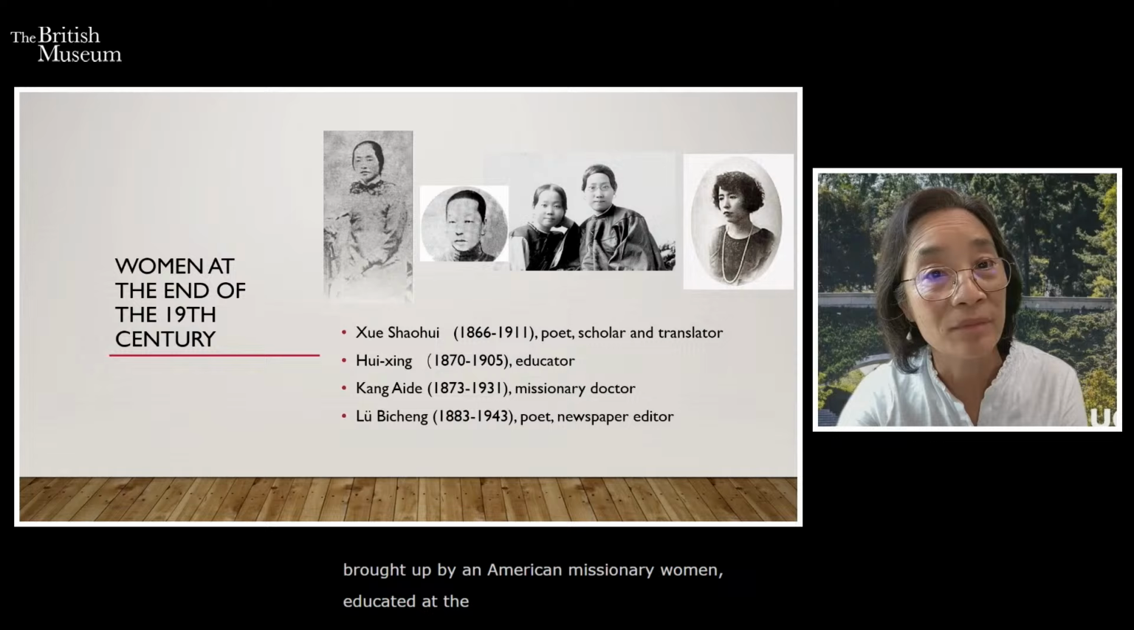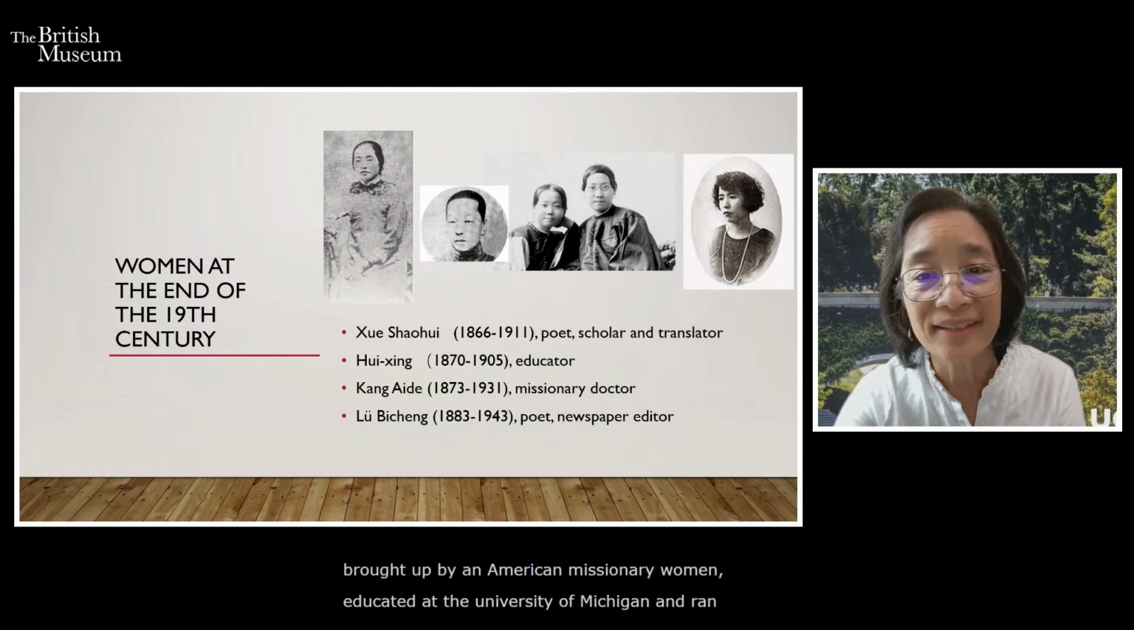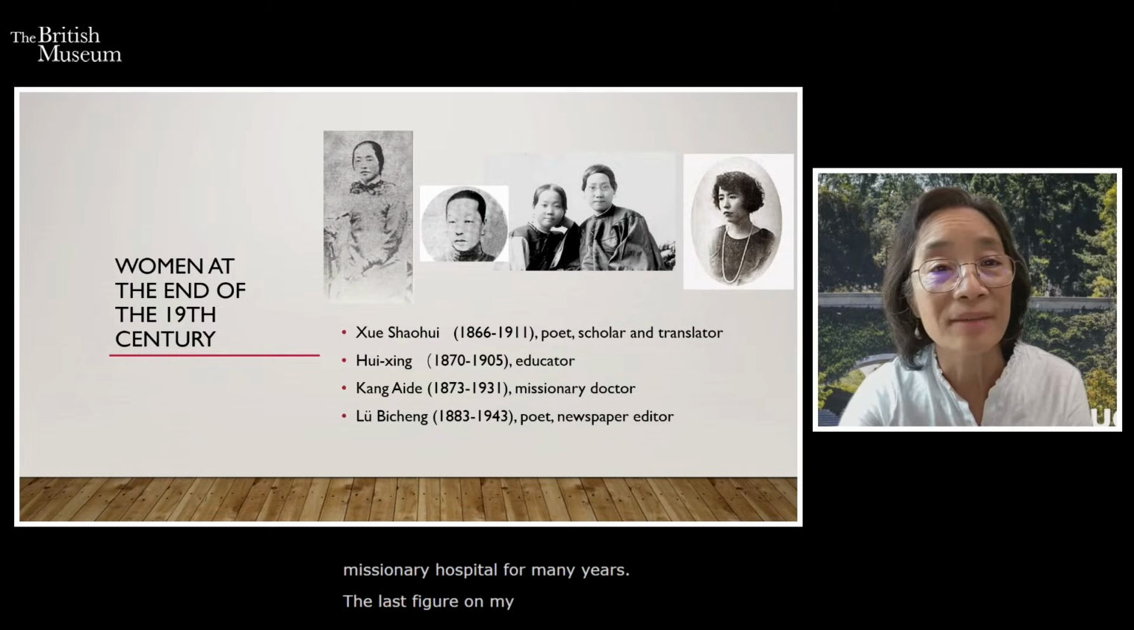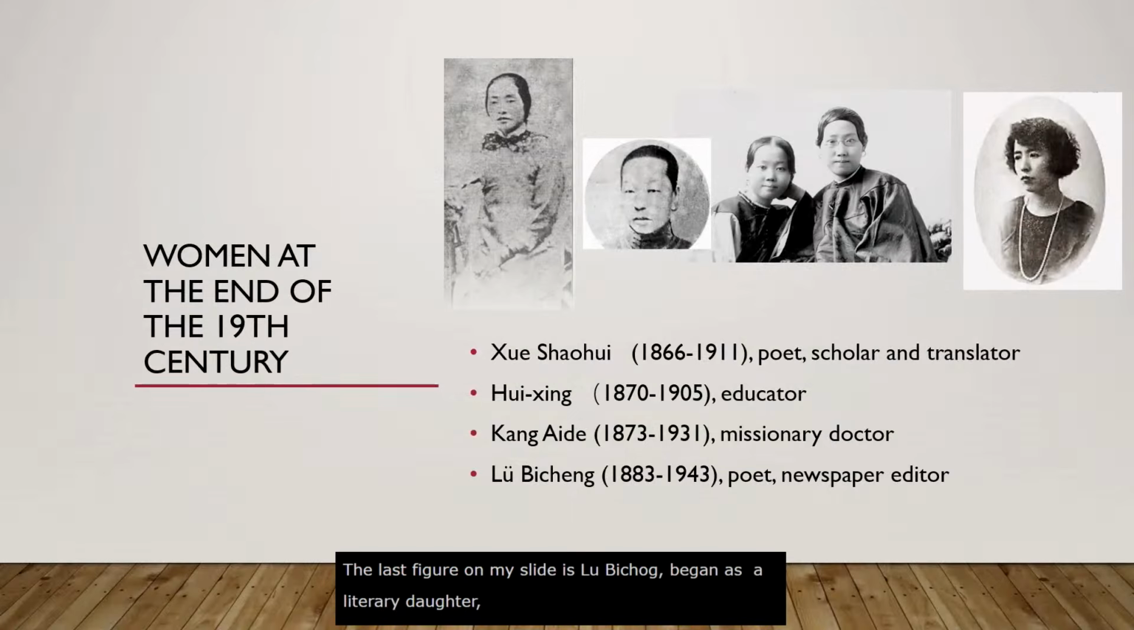The last figure on my slide, Lu Bicheng, began as a literati daughter, much like the many women who wrote in the long 19th century, except that she did this unusual thing. She published a poem in a newspaper in 1904. This was pretty much unheard of at the time. Women's poetry was very rarely published in public media.